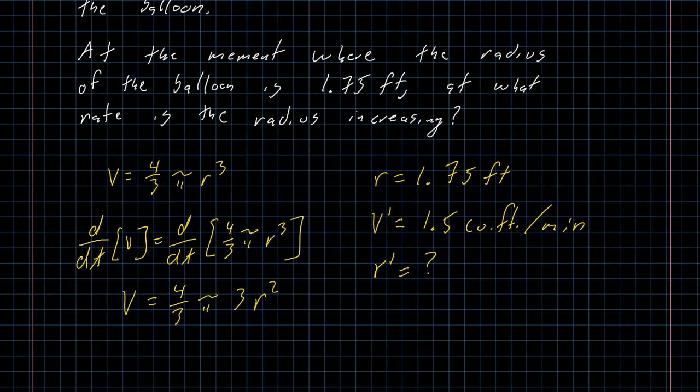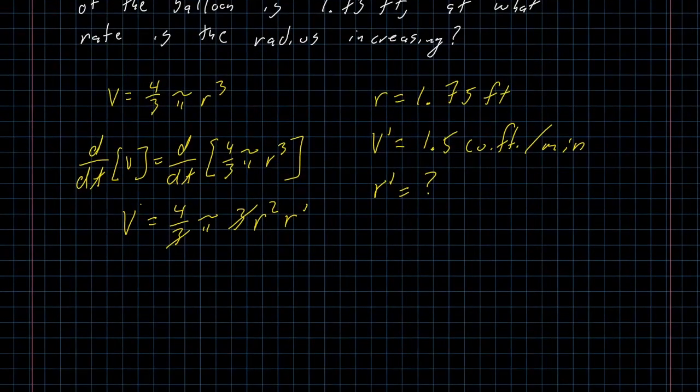But this is r, and we're taking the derivative with respect to t. R is a function of t, and so when we're taking the derivative of an r, we have to use the chain rule and multiply it by r prime there. Notice that the 3's cancel out here to clean things up a little bit, and we get that V prime is equal to 4 pi r squared r prime. We know what r is, we know what V is, we can calculate r prime.